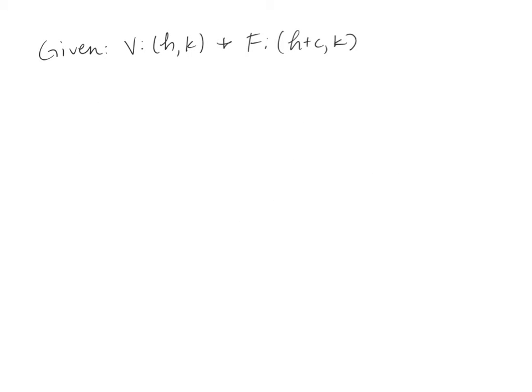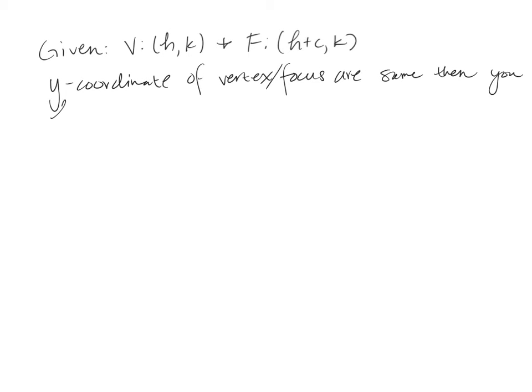Let's look at if you're given the vertex and the focus and you want to find the equation of the parabola. So this time, how do you tell if it's a horizontal parabola? Well, if the y-coordinates are the same, like 0, 0, 1, 1, 2, 2, and so on. If the y-coordinates are the same, that means you have a horizontal parabola. So if the y-coordinate of vertex and focus are the same, then you have an x minus h equals a(y minus k) squared parabola.